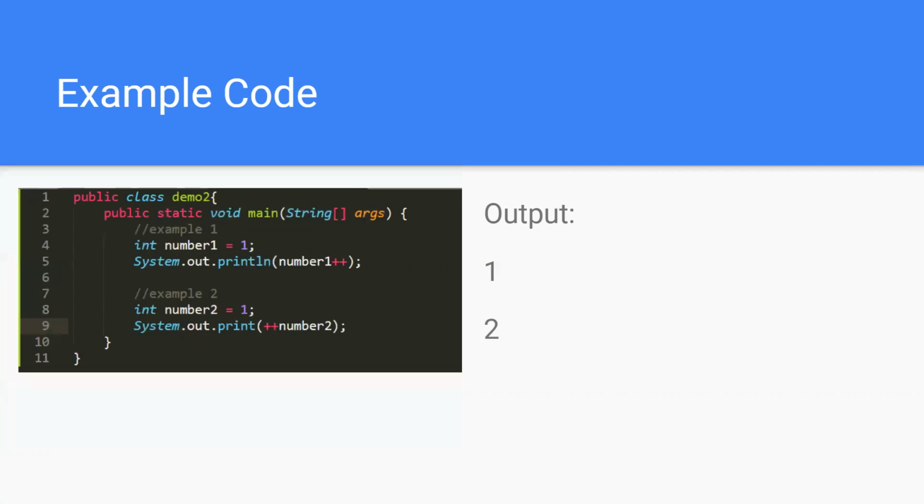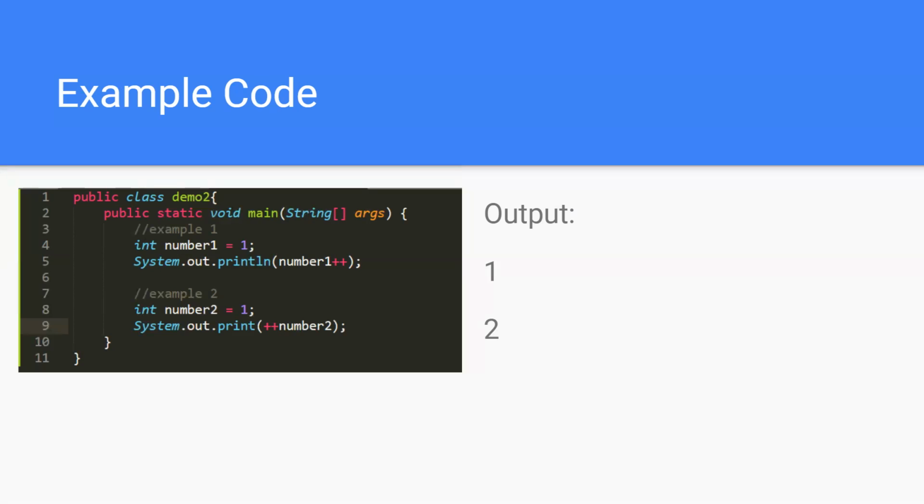Okay, here is our second example. This time we have two print statements, and the only difference between them is we use number1++ for the first print statement and ++number2 for our second print statement. But we can see that this time our outputs are different. We have 1 for our first output and 2 for our second output.